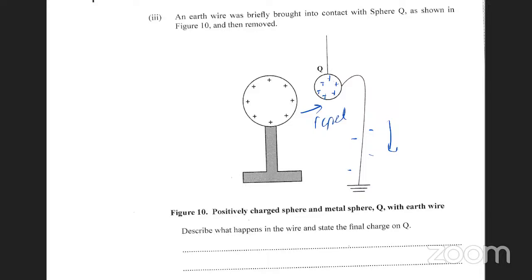Are you okay with that? So the Earth will pull all the excess electrons out of the sphere, leaving the sphere with a final positive charge. And then because sphere Q is positive, it will move away slightly from the larger sphere. Are you okay with that? Yeah.